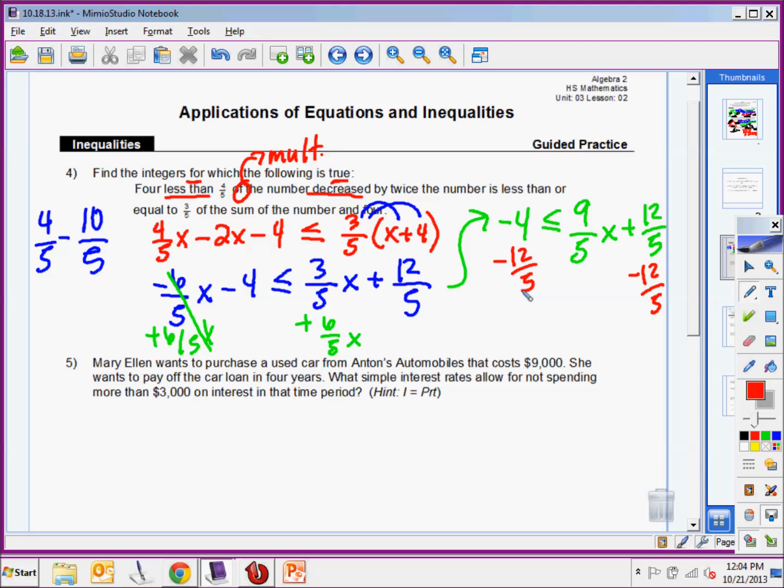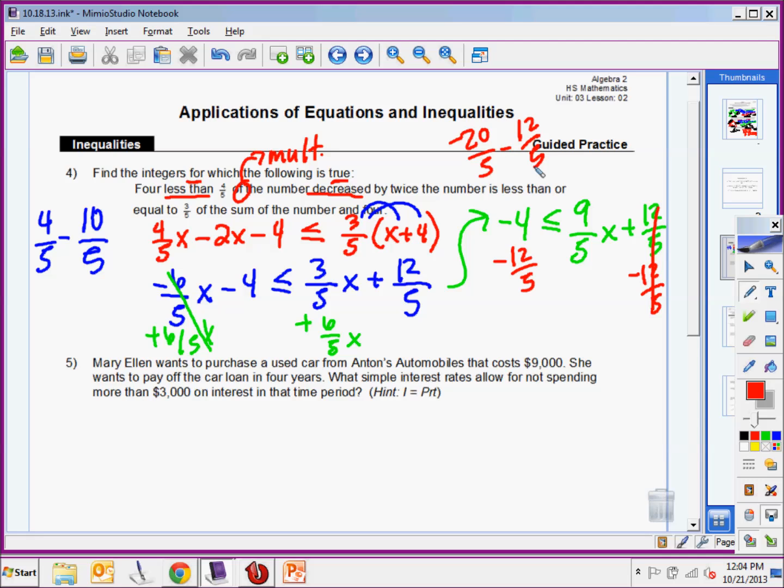Okay, right. What am I going to end up with? With -8. I don't know how to do that. Wait, I don't know what I did. Over 1. So this is going to become, I need a 5, so what's 4 times 5? 20. So I have negative 20 over 5 minus 12 over 5.